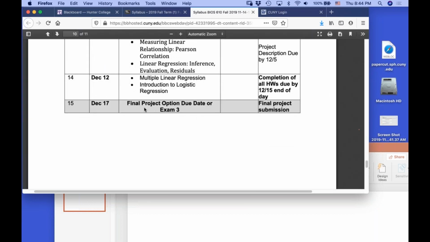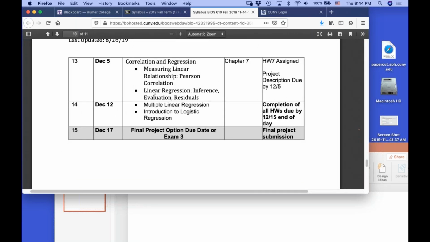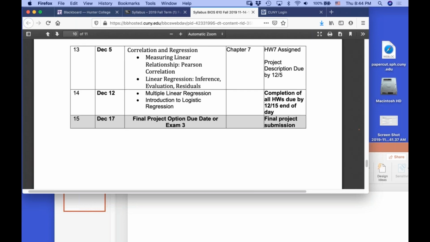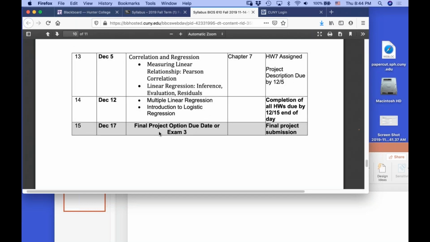Then you'll notice here it says something about final project option or exam 3. So we have a little bit of a hangover there with some extra material, the sample size, correlation, regression, and so on, that we haven't covered in any exams. So at the end of the semester, December 17th, you have the option of either doing a third exam, which won't be very extensive and is non-cumulative, so it will only have a couple of weeks' worth of material on it, or doing a modest project.